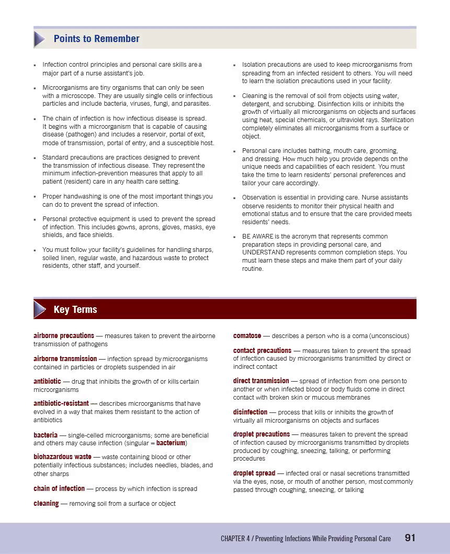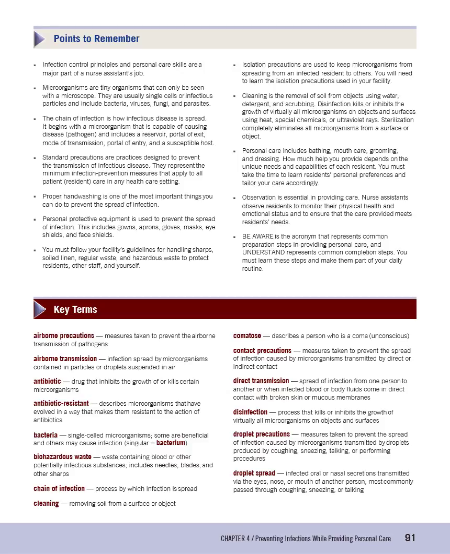Standard precautions are practices designed to prevent the transmission of infectious disease. They represent the minimum infection prevention measures that apply to all patient-resident care in any healthcare setting. Proper hand washing is one of the most important things you can do to prevent the spread of infection. Personal protective equipment is used to prevent the spread of infection. This includes gowns, aprons, gloves, masks, eye shields, and face shields.